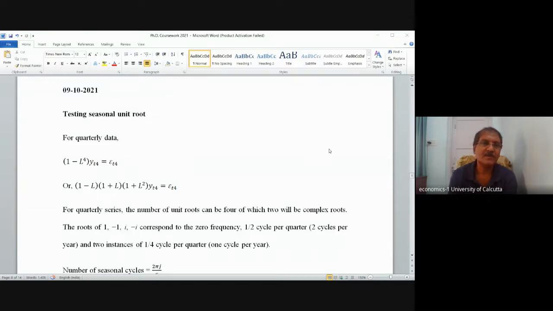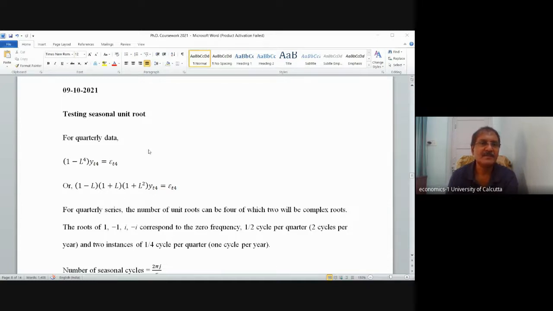For that purpose, we are considering mainly the quarterly data. You can also expand the discussion by taking monthly data. What would be the corresponding expression we have discussed in the class? So you can try to find out the steps and the relevant equations, relevant forms for the monthly data at home.